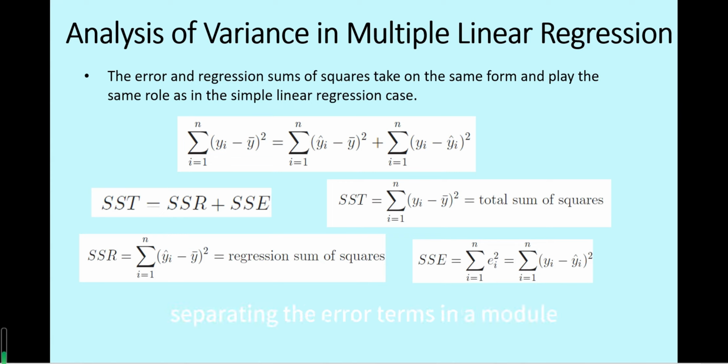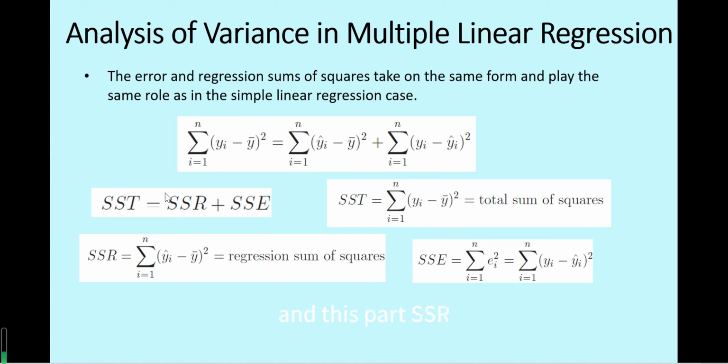These are used for separating the error terms in the model. This is the basic equation: SST equals SSR plus SSE. SST is the sum of the squares of the differences between the y values and the mean of y. So this is the total variance of y.